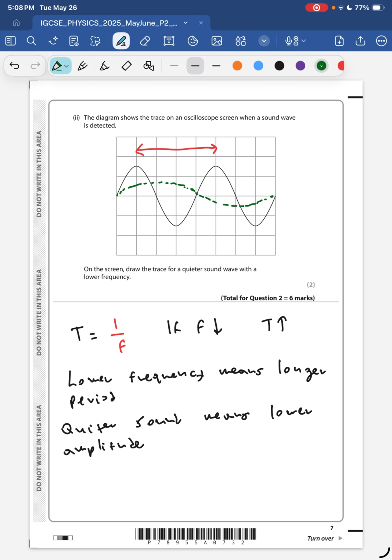So the green dotted dashed line is a candidate. But you can draw other waves as well. This one will work as well. Something like this. It's quieter and has a longer period. So the purple one works as well. So this was question 2. Let's move on to the next question.